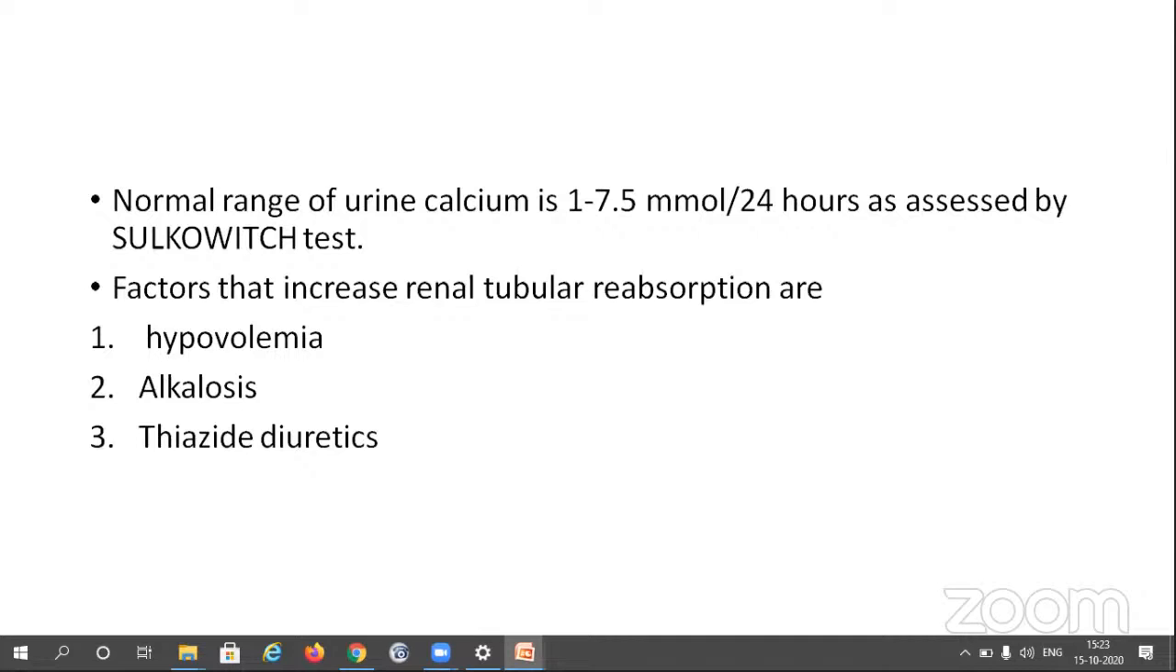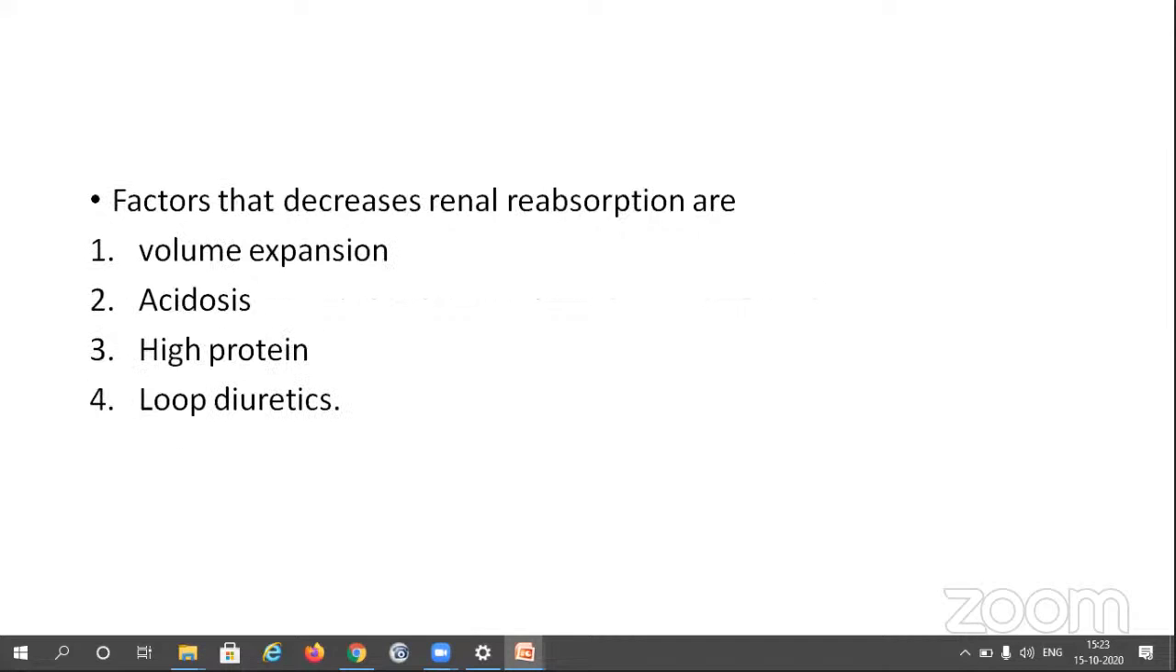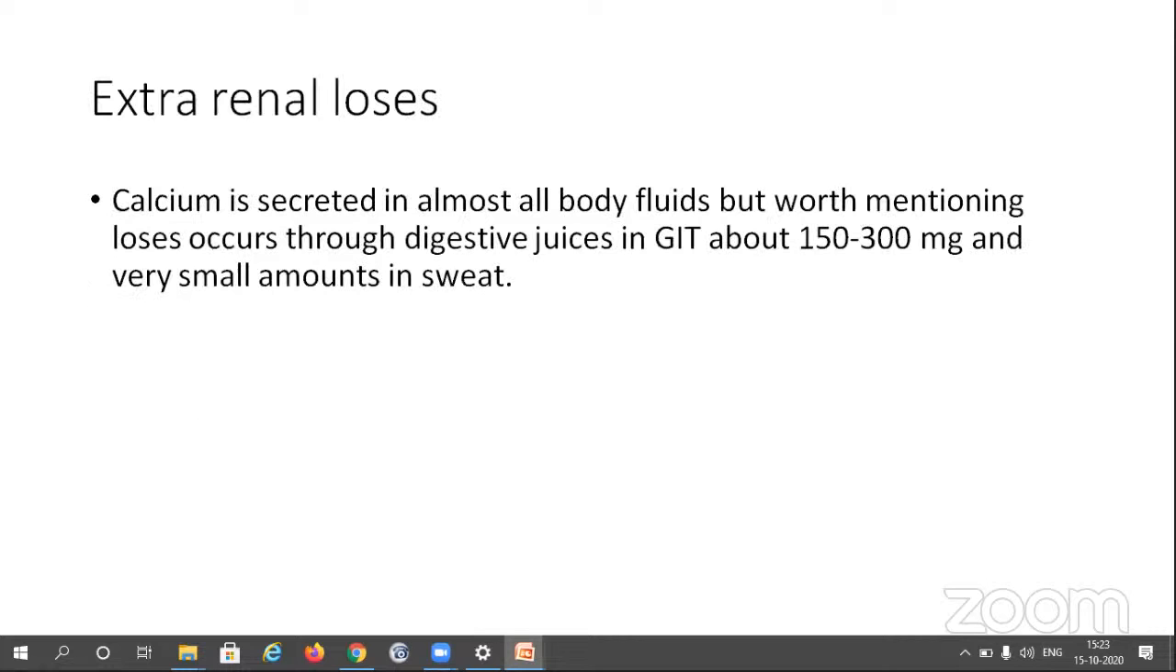Factors that increase renal tubular reabsorption are hypovolemia, alkalosis, and thiazide diuretics. Factors that decrease renal reabsorption are volume expansion, acidosis, high protein, and loop diuretics. Extrarenal losses: calcium is secreted in almost all body fluids, but maximum through digestive juice in the GIT, that is about 150 to 300 milligram, and a very small amount occurs in sweat.